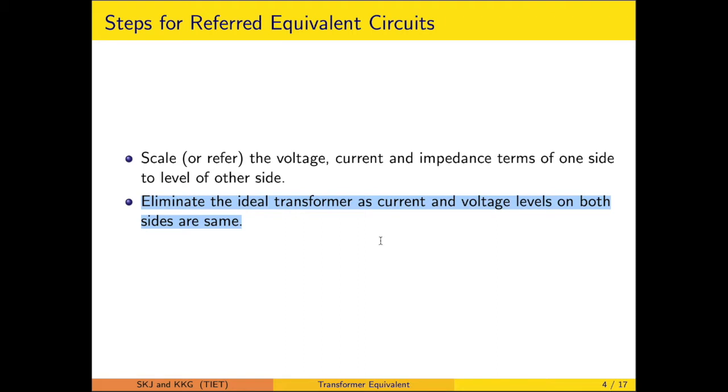So there are two broad steps: scale the voltages, currents and the impedance terms of one side to the level of the other side. When the voltage, currents and impedance are related to the same voltage or current levels, then what is left is the ideal transformer, and we can eliminate the ideal transformer as well. So finally it will result in only the equivalent circuit, which can be handled like an AC circuit.